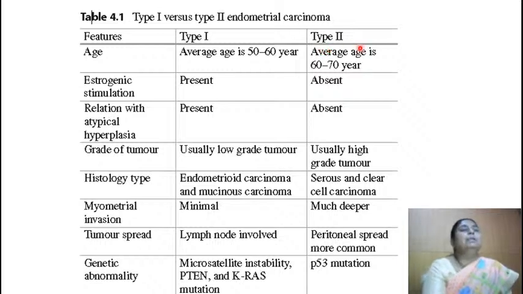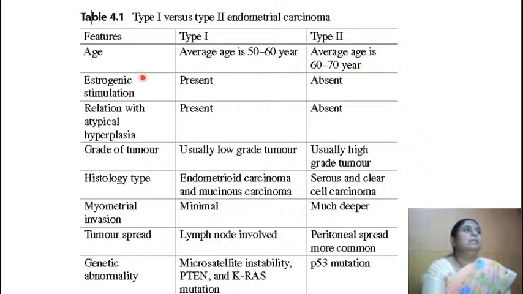Okay, and let us see what the differences are between type 1 and type 2 carcinomas. In type 1 carcinomas, usually the average age is 50 to 60 years. That is, they are just post-menopausal, we can call them perimenopausal. Average age is 50 to 60 years. And in type 2 carcinomas, the average age is 60 to 70 years. That is, they are occurring in women who are a little older in age group.